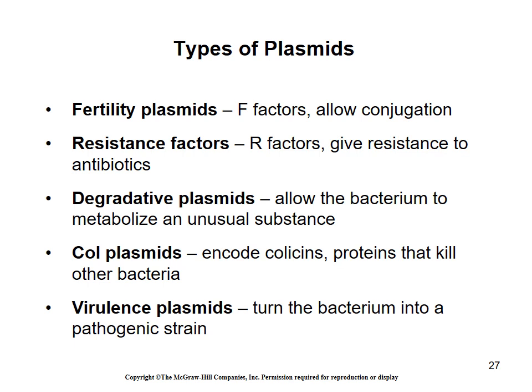We have degradative plasmids, which allow the bacteria to metabolize different organic solvents or unusual substances that they naturally wouldn't be able to break apart. We have the colicins, the col-plasmids, that allow for proteins to kill other bacteria, so they use it as a defense mechanism. And then we also have the virulence plasmids. These plasmids have the ability to turn a bacteria into more of a pathological strain, which obviously could be detrimental.